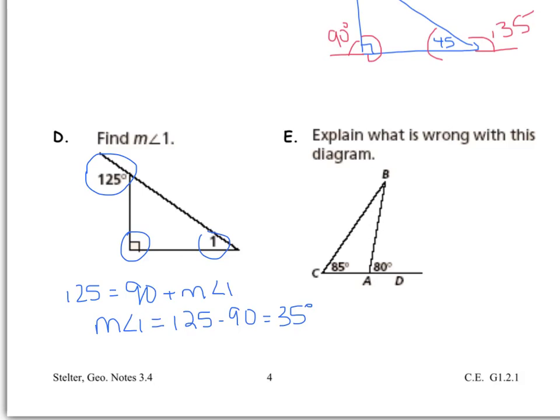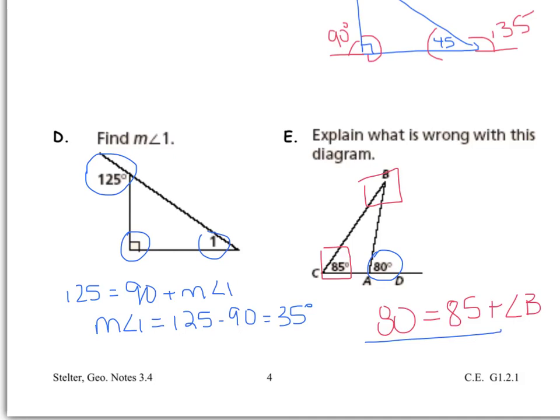And last but not least, explain what's wrong with this diagram. Looking at it, this exterior angle is supposed to add up to its sum of the remote interior angles. So 80 should be equal to 85 plus angle B. Well, right here you should notice that's a problem, because there's no way 80 can equal 85 plus something, so that's the problem.